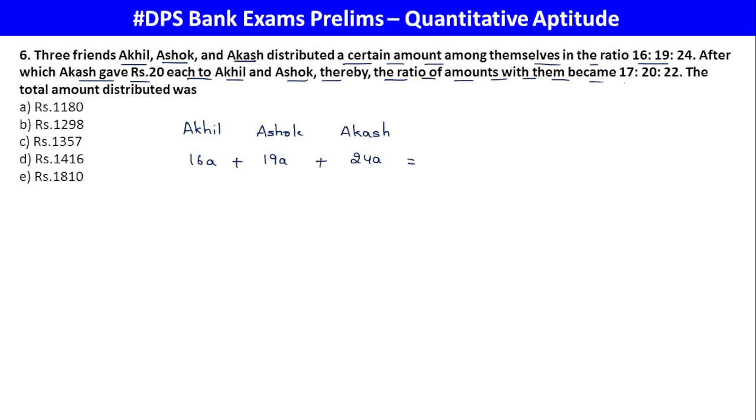Second total means 17B plus 20B. They distribute the given amount themselves. Then the total value 16, 40, 59A is equal to 59B. A is equal to B. Then the total amount distributed is the total distribution. Finding the A value is enough, right.